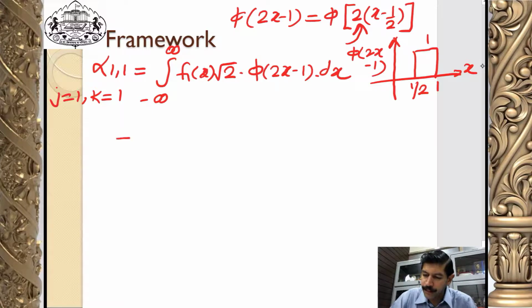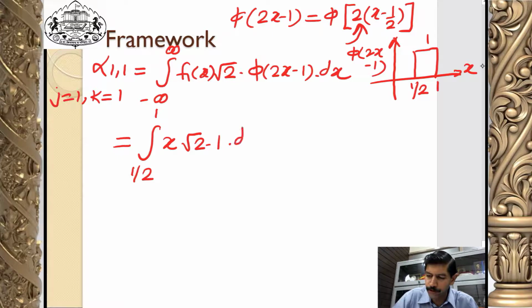And if we plug that in, what we get is, the integral would run from half to 1, and then f1 of x into root 2 into 1 into dx. And I would encourage the viewers to solve this, and you will realize that what you end up getting is 3 upon 4 root 2. And now the trend is quite obvious.